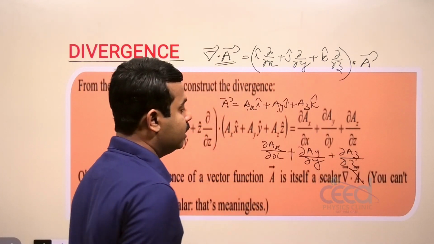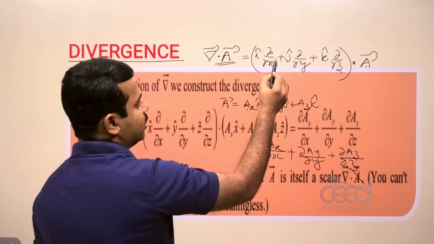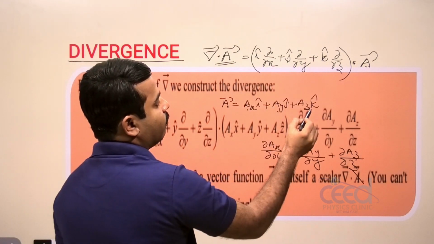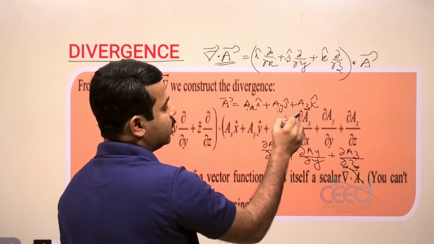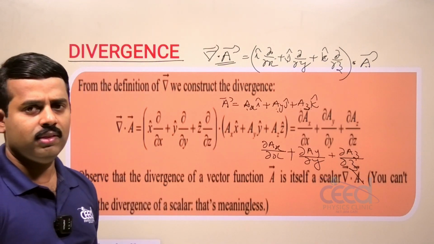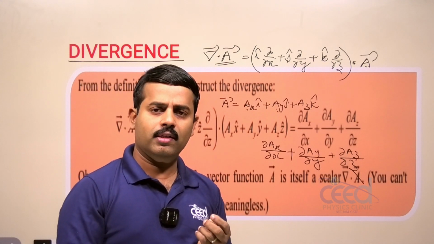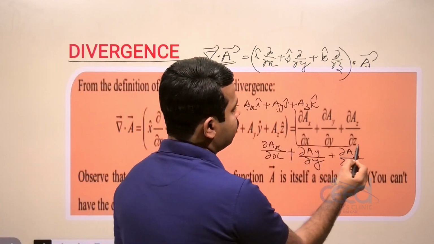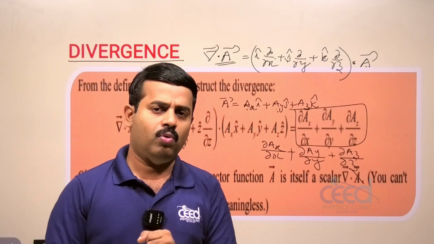So when you take the dot product with A, I dot I is 1, j dot j is 1, k dot k is 1, then dou by dou x of ax, dou by dou y of ay, dou by dou z of az. Then this divergence is a scalar quantity you are getting, because in the final result we have no I cap, j cap, k cap. That means it is a scalar.